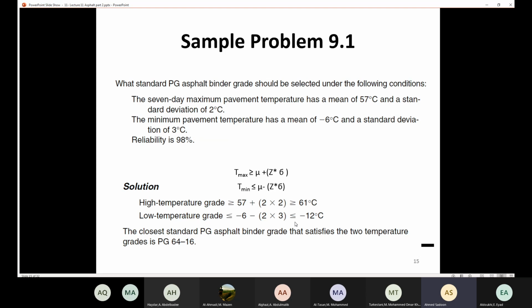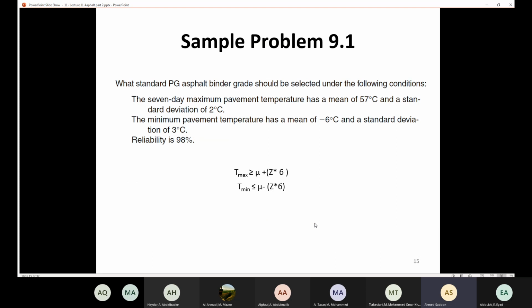Now I'm going to look for the lower temperature. The mean value is minus 6, and the value of Z is 2 because I have reliability of 98%, and the sigma is given here, which is 3. Then the lower temperature should be less than or equal to minus 12.